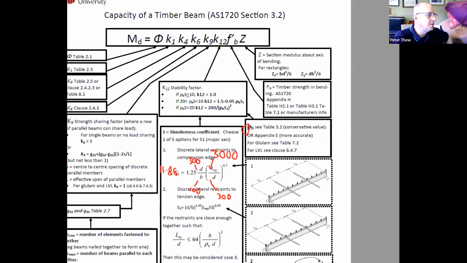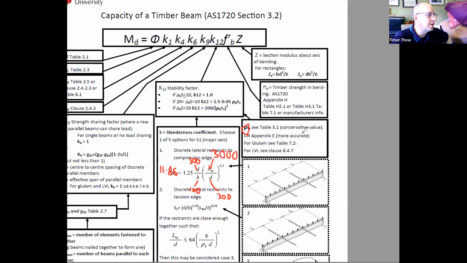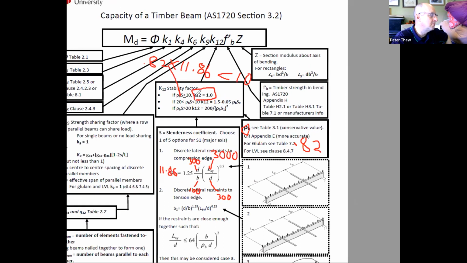Okay. So this one is 0.82. Therefore, your row S is 0.82 times 11.86, which is less than 10. Therefore, K12 is 1. Awesome.